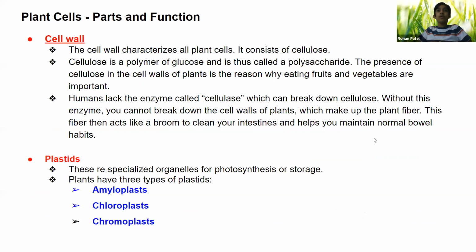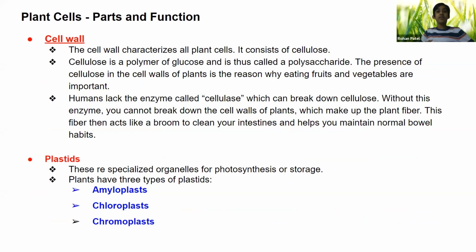We have our cell wall, which consists of cellulose. It makes up the cell wall. And the cell wall is like the outside part of the plant cell. It makes sure that nothing unexpected comes and damages the cell.